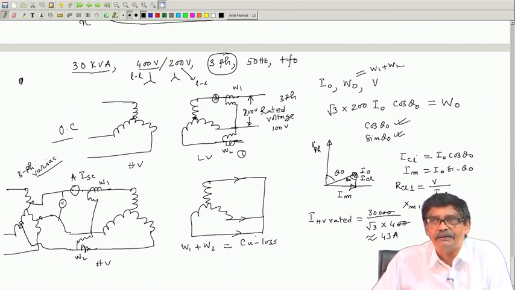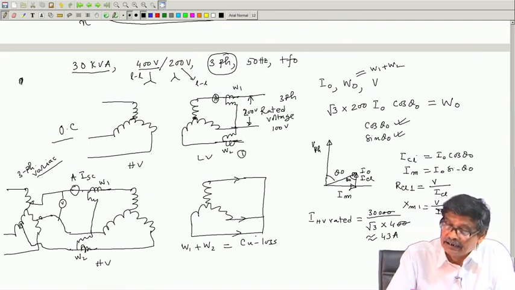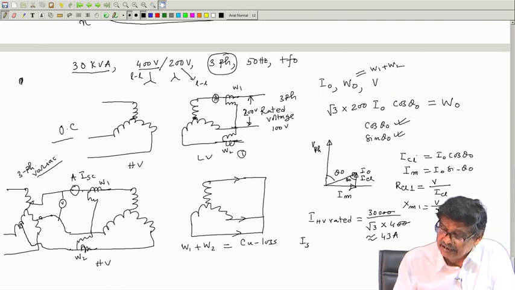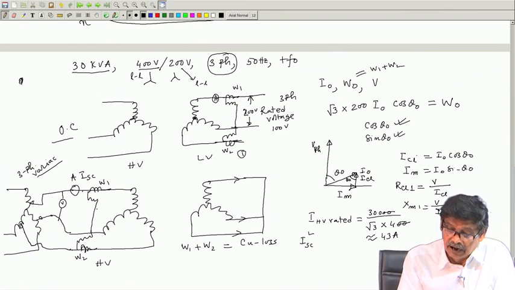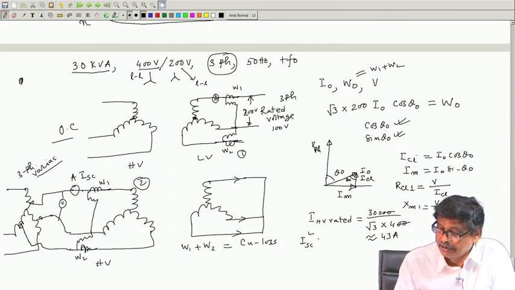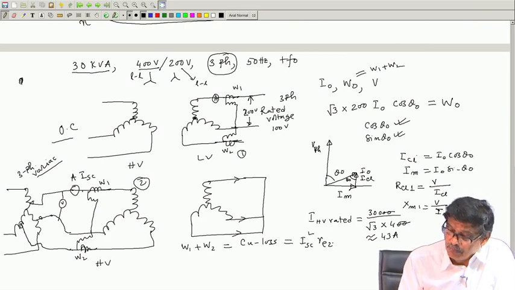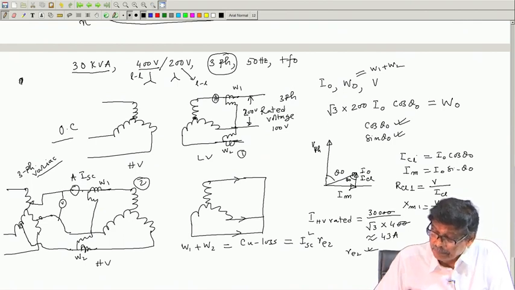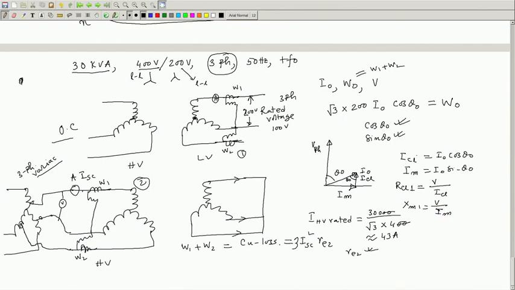Flux is only a few percent of the rated flux, compared to when you apply rated voltage, rated frequency. Therefore, we assume this is copper loss, and then this is ISC square into R, this side I have called 1, this side is 2. So, ISC square RE2 will be this, from which RE2 is known, into 3, okay, total copper loss.